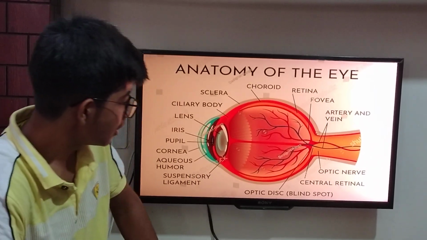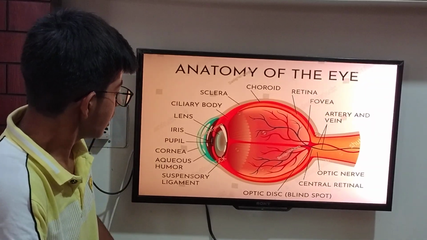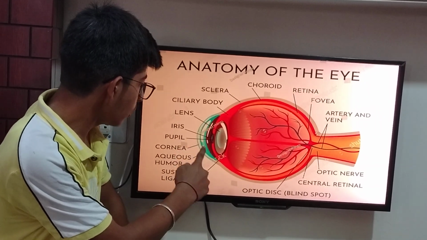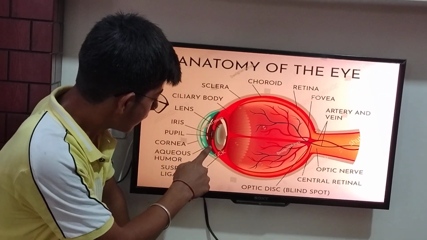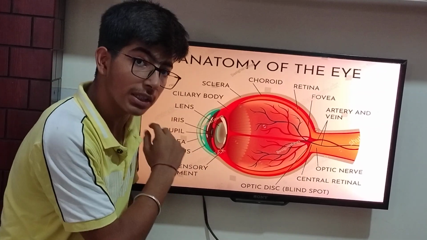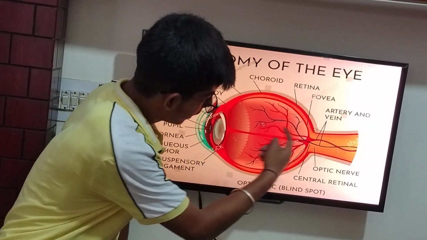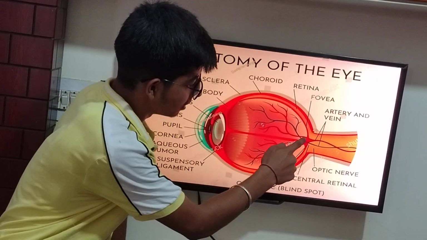See, now this is a more clear version. See, here is the cornea, and this is the aqueous humor. This is iris. This is pupil from where the light enters. This is convex lens, and here forms the image.